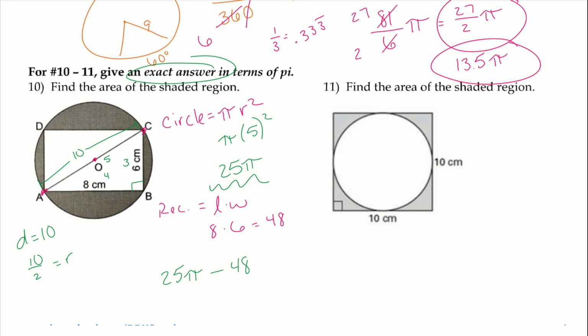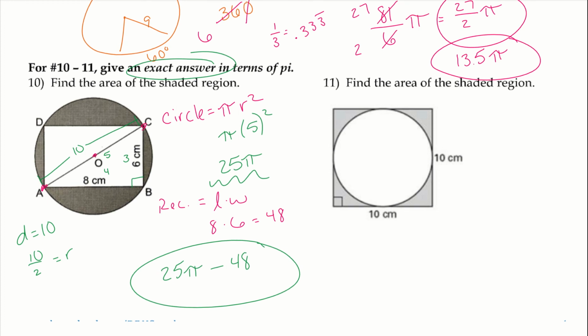Since it wants it in terms of pi, I cannot simplify this any further because 48 doesn't have a pi, so I can't combine these two numbers. Remember, pi, you can think of it very similar to a variable. It's like I said 25x minus 48, we can't combine that. So this is my exact answer, and that is the shaded region. Even though it still looks like a statement and we have more to do, that is the exact answer.